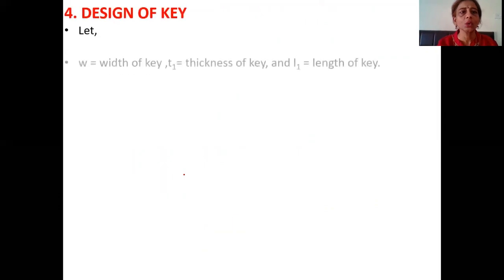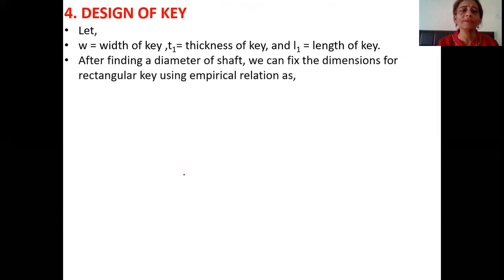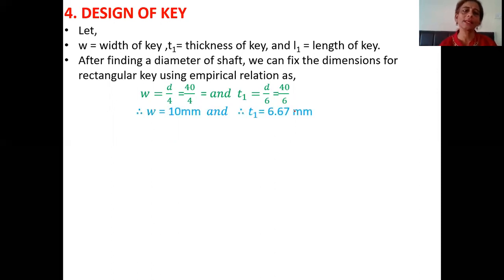Fourth step is design of key. So we know the key parameters, that is W, T1 and L1, and we will be using empirical relations to fix up the dimensions. Width of the key is d upon 4, that is 40 upon 4, and thickness of the key is 40 upon 6. So W is 10 mm and thickness of key is approximately equal to 7 mm, or you can take 6.67 mm.